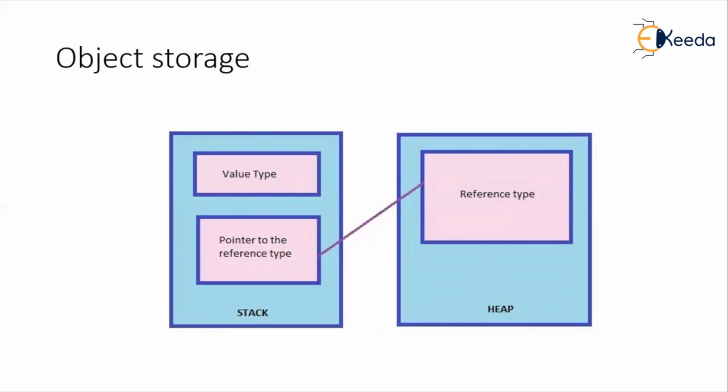This is how objects are stored in the memory. So this is the object which is created. The actual object will be stored on the heap. The reference to this object will be stored on the stack. And this reference will point to the location where the actual object is stored.